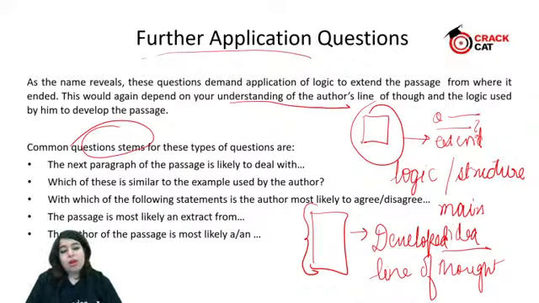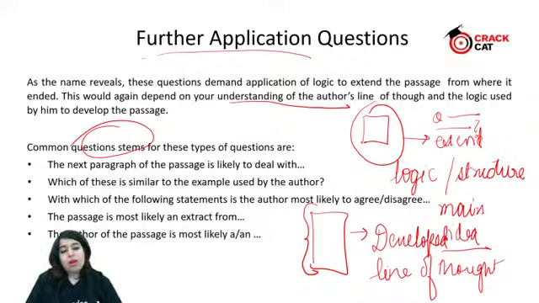The next type of question is, with which of the following statements is the author most likely to agree or disagree? Now, the author has finished his logic, right? They will give you a question which will have some statements, and you have to think about all the things that you learned about the author. What is he likely to agree with? What is he likely to disagree with?